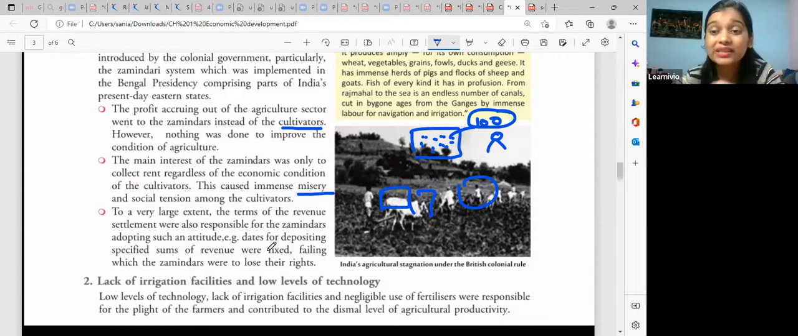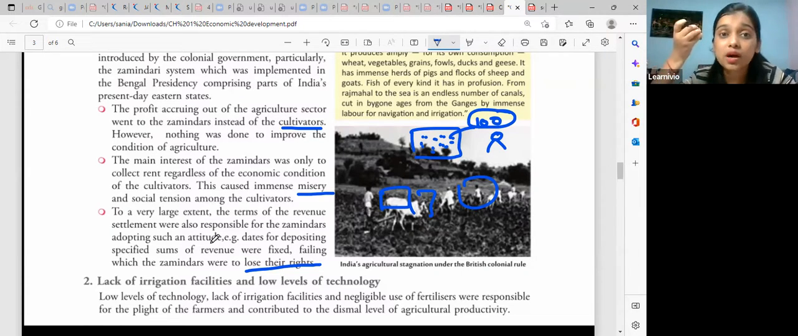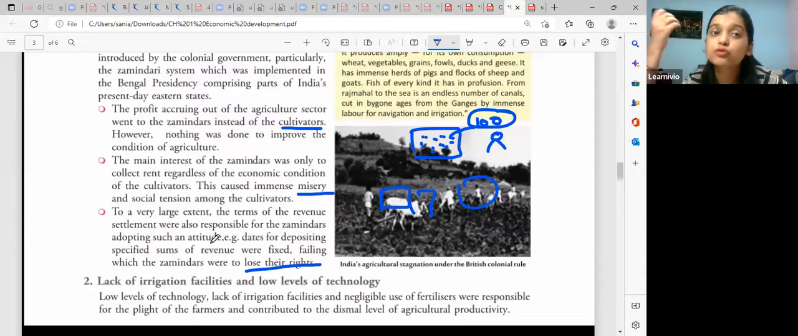So is there anyone who wants to lose his or her position? No. So that's why they adopted this attitude: okay, before 10 you have to pay tax, otherwise I'll do this, I'll do that. The strictness they had. Why? Because if they did not do so, they would lose their rights, their powers. Okay. So, to a very large extent, the terms of revenue settlement were also responsible for zamindars adopting such an attitude. The terms, like dates of depositing the revenue and fixed deposits, mattered, because if zamindars failed in this, they would lose their rights.